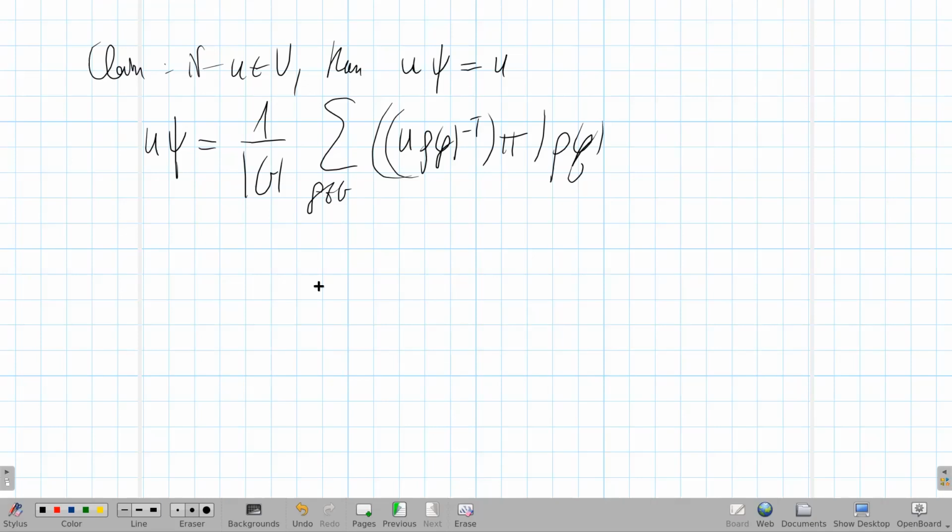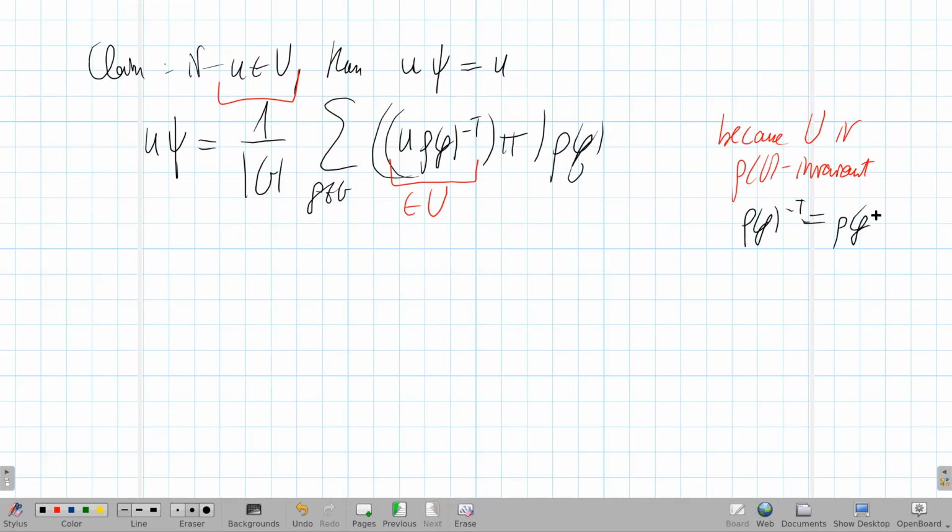But you see, if you start with U in U, this will be in U as well. It's the same reason I write it here, because U is assumed to be rho G invariant. And of course, rho G inverse is nothing else but rho G inverse. You can put the inverse inside, so this is an element of rho G. Rho G invariant means that you take an element of U, you apply an element of rho G, and you still stay in U.